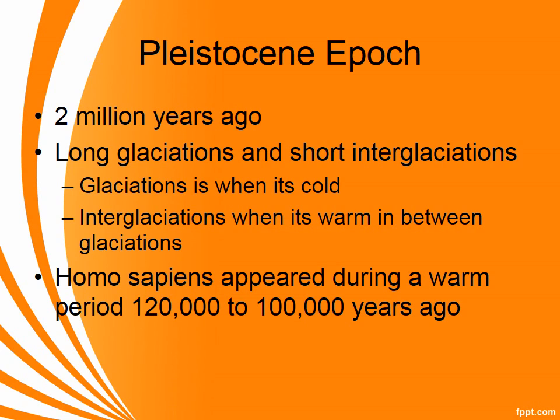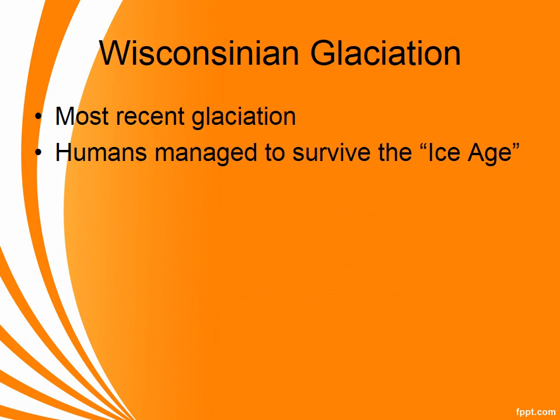So the idea is that Homo sapiens are going to survive and become Homo sapiens sapiens through the next interglaciation period, or into the next long glaciation period, which we have called the Ice Age. The technical term for the Ice Age is the Wisconsin glaciation. Somehow, humans managed to survive what we've called the Ice Age.